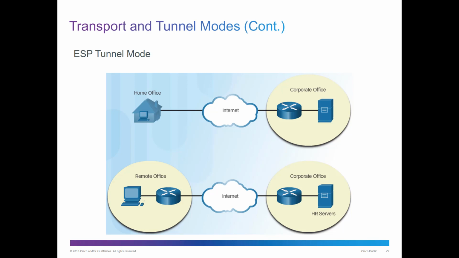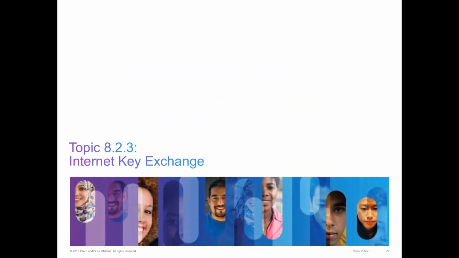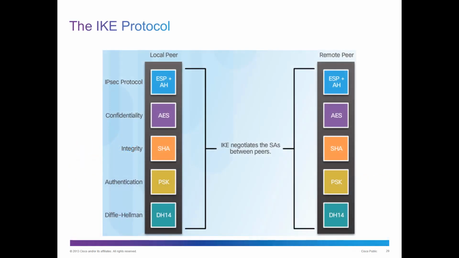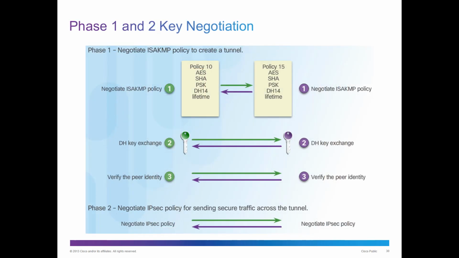Moving on is key exchange over the internet. So again, here we have the IKE Protocol. We have our IPsec Protocol, CIA, and DH. IKE will help negotiate between the SA peers. How is that done? It's typically done in 2 phases. Phase 1 for VPN will negotiate the key mapping policy for creating the tunnel.